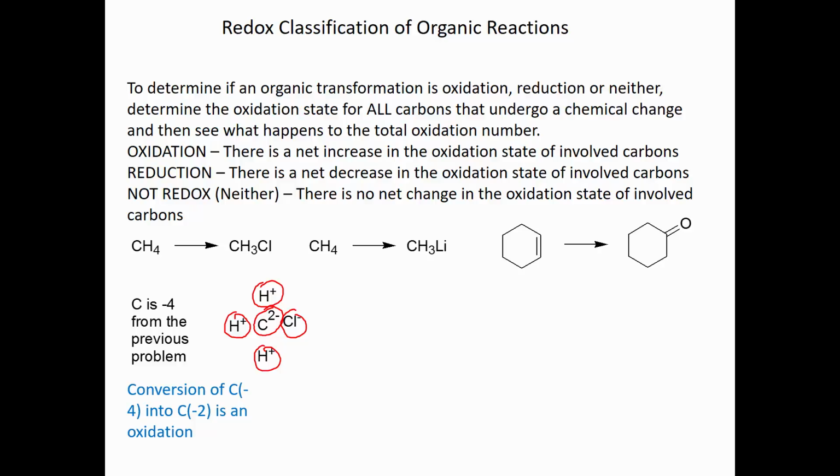Methane to methyl lithium. Methane is still going to have carbon at -4. When we turn the covalent bonds into ionic bonds, we get plus, plus, plus, plus. So we have 4 pluses surrounding the carbon. Methyl lithium is a neutral compound. Therefore, the carbon oxidation state is -4.